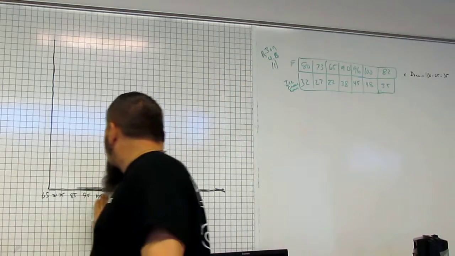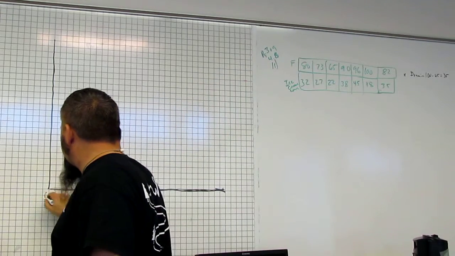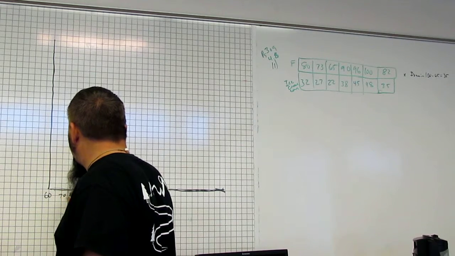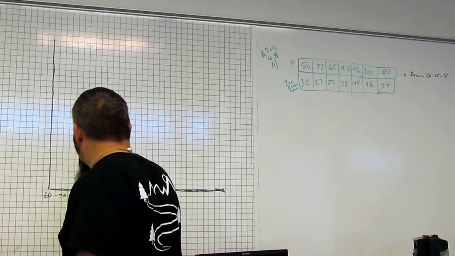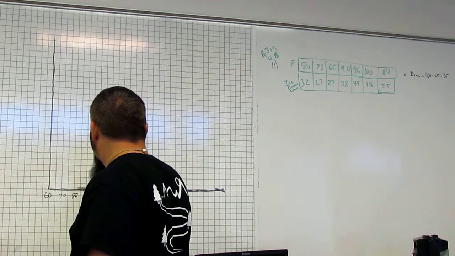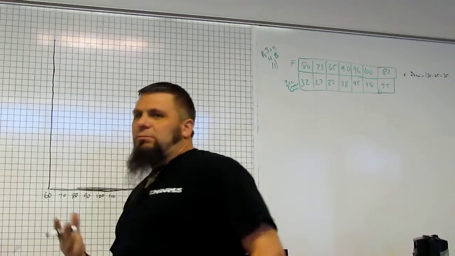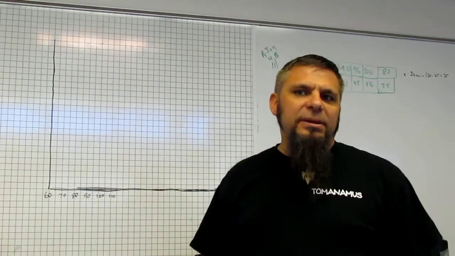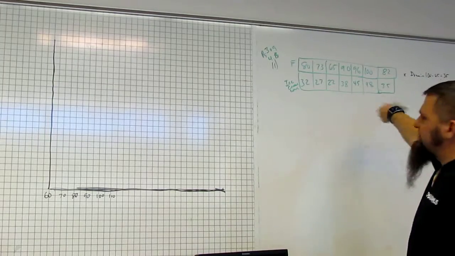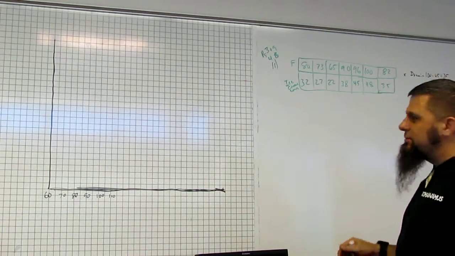Or I could just start with 60. Then that would be 65, 70, 75, 80, 85, 90, 95, 100, 105, 110. Same thing. Does that make sense? Okay, and that's my x's. So I can fit all my x's there. My x's live in Texas.